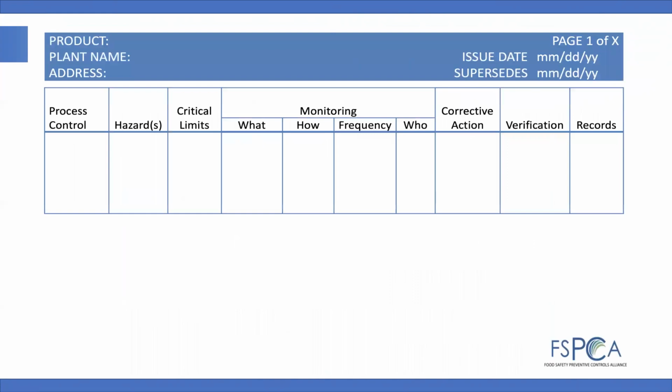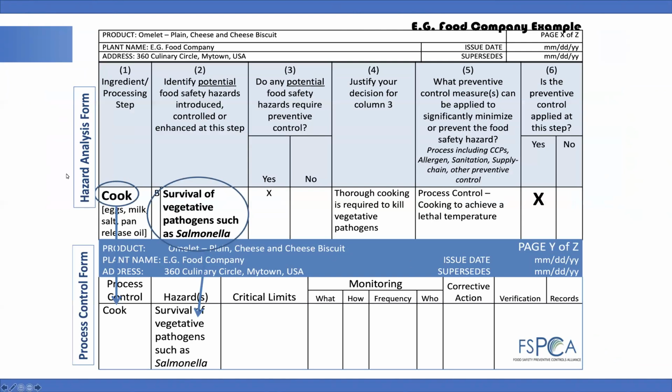This is the process control form, and it will be completed using the hazard analysis information. As you can see here, the upper form is the hazard analysis form, and the lower is the process control form. So among all ingredients and processing steps in the hazard analysis form, the cooking is a critical step to kill pathogenic bacteria. So the cooking step is a process control, and pathogenic bacteria is a hazard to be controlled in the cooking process control. Okay.